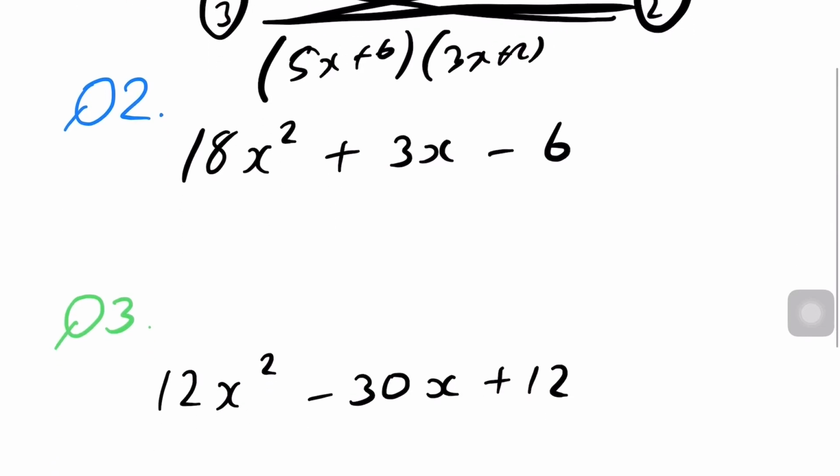So question 2 now, with 18x squared plus 3x minus 6, okay? Now, you can imagine that if we were to multiply minus 6 by 18, we're going to get a very, very horrible number, and then to find two numbers that add to make 3 and multiply to make that, it's going to be quite difficult, basically.